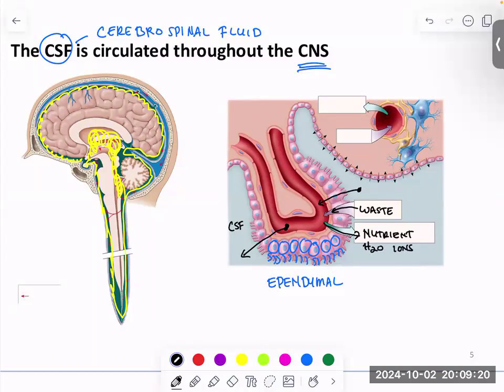The ependymal cells, their job is to make the cerebrospinal fluid. They do exchange with the blood to make the cerebrospinal fluid to keep the brain and spinal cord alive. Cerebrospinal fluid, compared to the blood, has more sugar in it, more ions in it, more vitamins in it. Blood will not keep your neurons alive. It's not enough. The cerebrospinal fluid is specific to keep your brain and spinal cord alive.